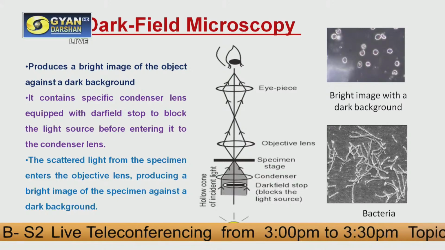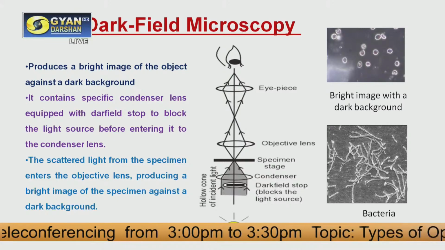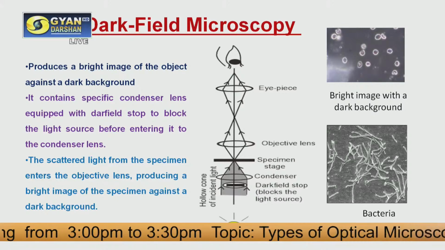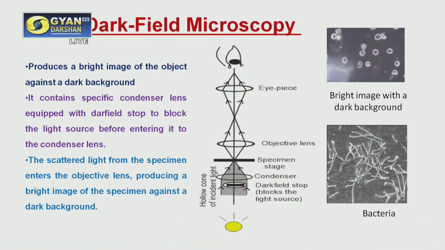What we do in this dark field microscopy setup is that when the light comes from the light source, we put a dark stop. Basically we block some of the light before the condenser lens. In between the light source and the condenser lens, there is a dark field stop. You can see in this image the light is blocked, and after the dark field stop, the light goes to the condenser lens as a hollow cone.